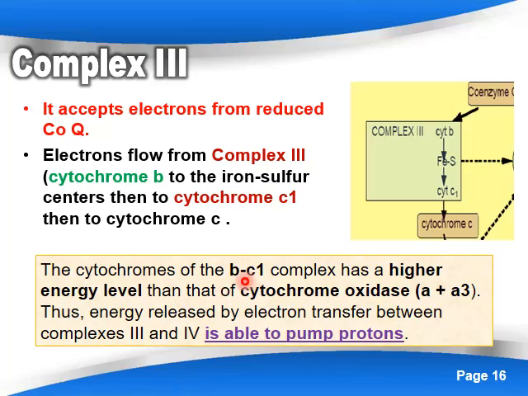Transferring of electrons from complex 3, which contains cytochrome B and C1, goes to a lower level of energy, to complex 4, which contains cytochrome A and A3 and is called cytochrome oxidase. The energy released in this transfer is stored as pumping of protons. So when electrons pass from complex 3 to complex 4, energy is released, and this energy is stored by pumping protons. When passing from complex 1 to CoQ, protons are pumped. Passing from complex 2 to CoQ, there is no energy and no pumping. Passing of hydrogen from complex 3 to complex 4 also results in release of energy.